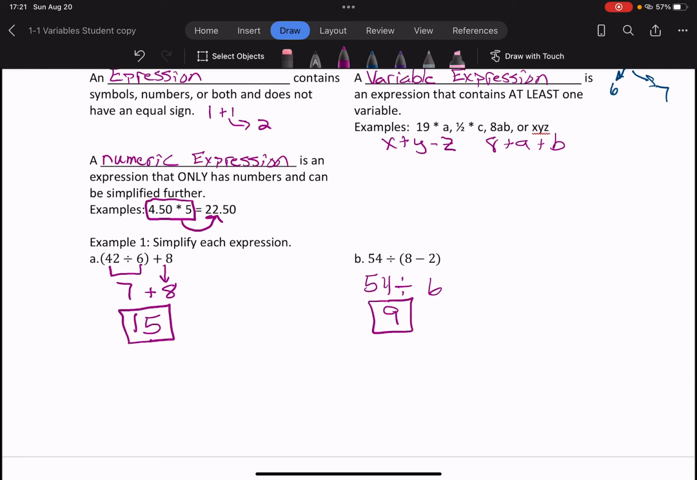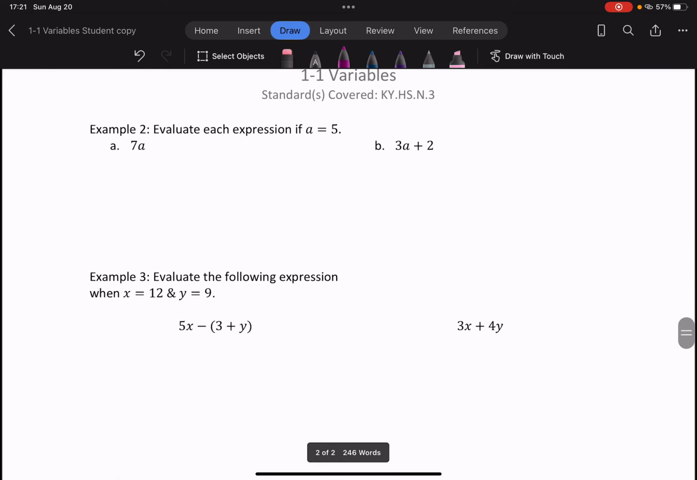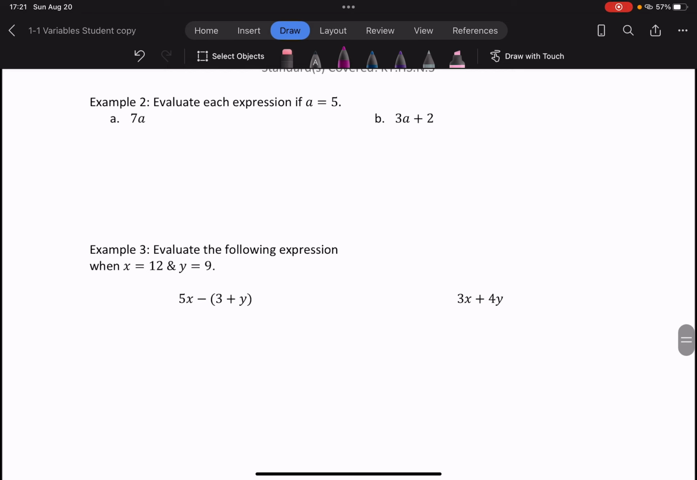Make sure you show your work. Showing your work tells me what you know how to do. Doesn't mean you possibly can't do something a little quicker, but I need to know that you know. So let's look at the back page. Evaluation. It says evaluate with each expression when A is 5.